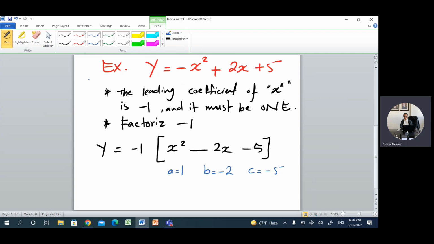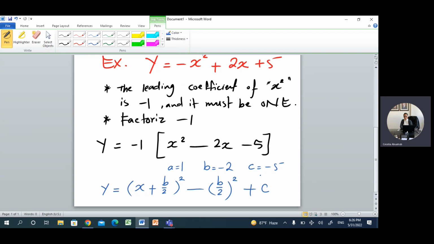Perfect. And then you know that the general form of the completed square is, you open a big bracket to the power of 2 minus a small bracket to the power of 2 plus c. In the big bracket, you say x plus b over 2, and in the small bracket, you write b over 2. Let's substitute.